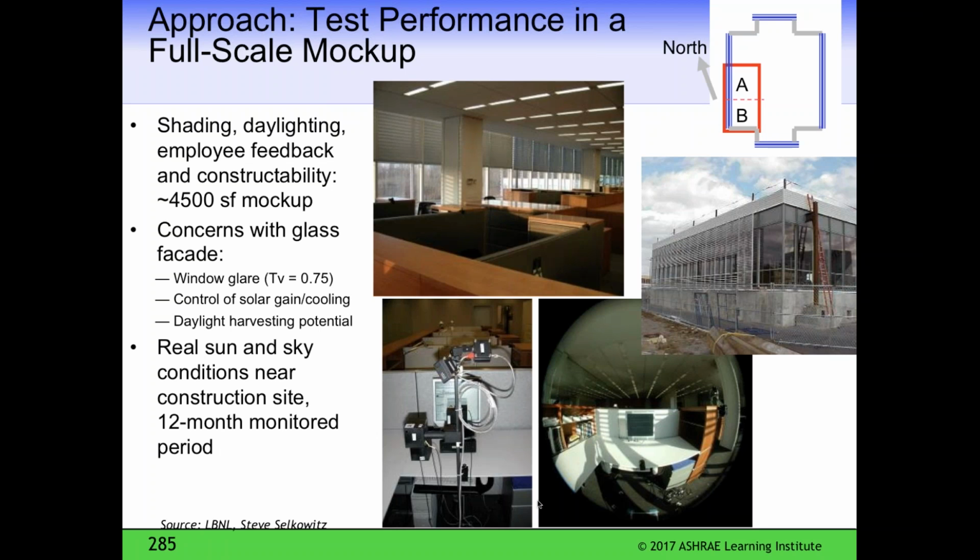And then a 5,000 square foot test facility was built before the design ever began to test 2 different types of shading, daylighting, employee feedback mock-ups. And they were concerned about glass with window glare, control for solar heat gain cooling, and daylight harvesting potential. And real sun and sky conditions were near the construction site, and it was done for a 12-month monitoring period prior to construction of this very large high-rise building.